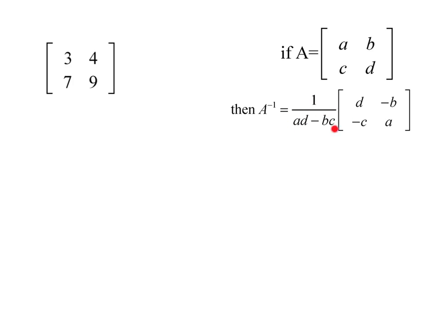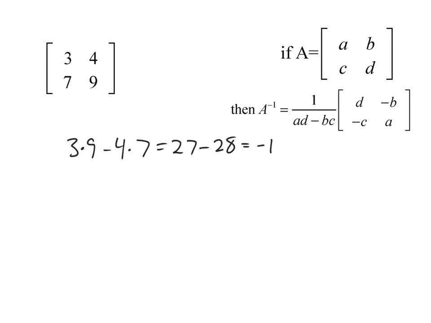So I'm going to check this piece right here first. AD minus BC, to see what that is. If you look up here, it's this diagonal minus this diagonal. And on ours, it's going to be 3 times 9 minus 4 times 7. So 3 times 9, which is 27, minus 4 times 7, which is 28. Add those together, you get negative 1.